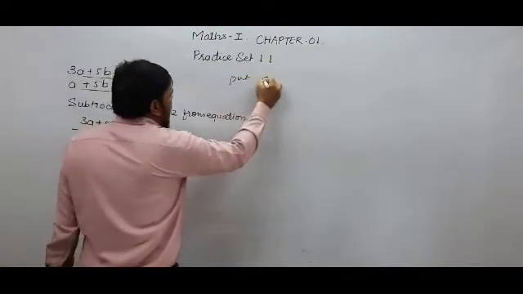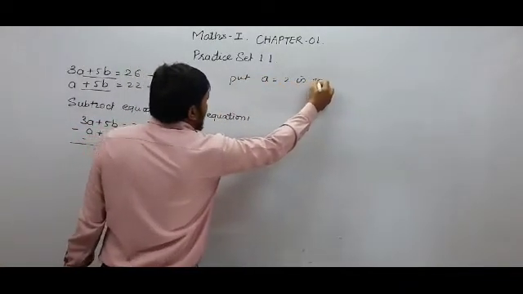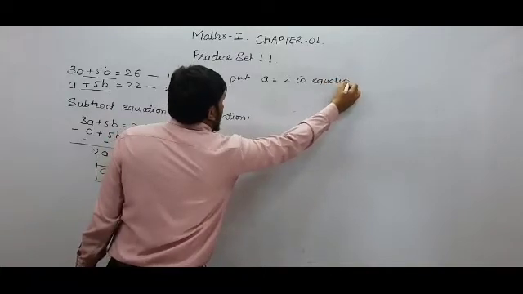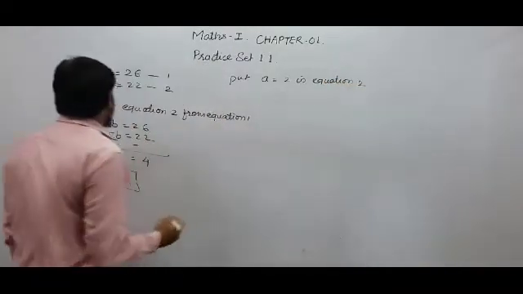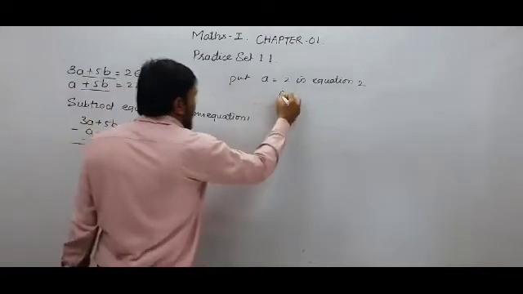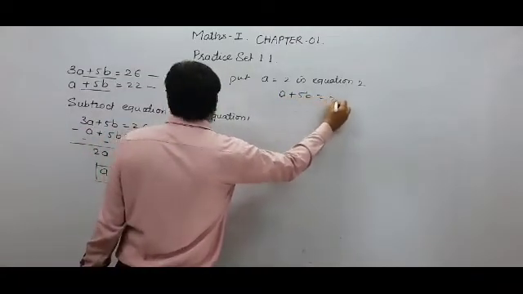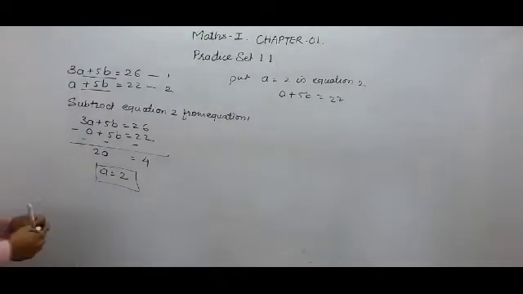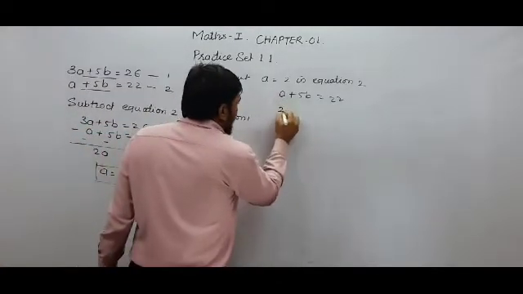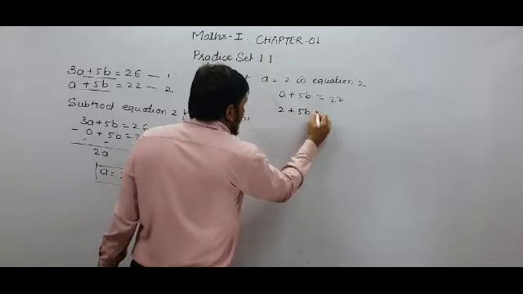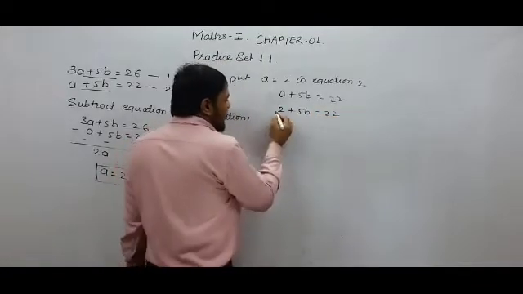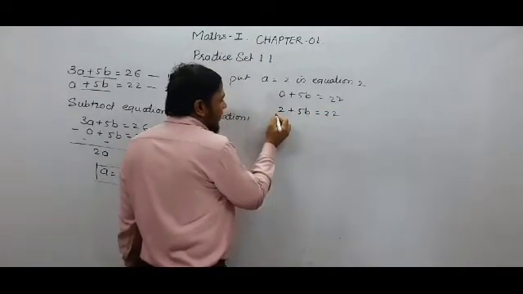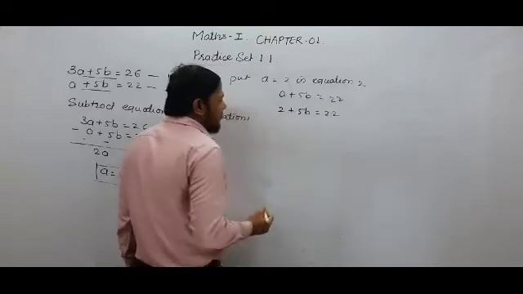So put a equal to 2 in equation 2. So what is equation 2? Yes, a plus 5b equal to 22. Now student, here we will put the value of a, that is 2. So a equal to 2, 2 plus 5b equal to 22. So student, this is positive 2 here, on the LHS. We will take it to the RHS and make it negative 2.